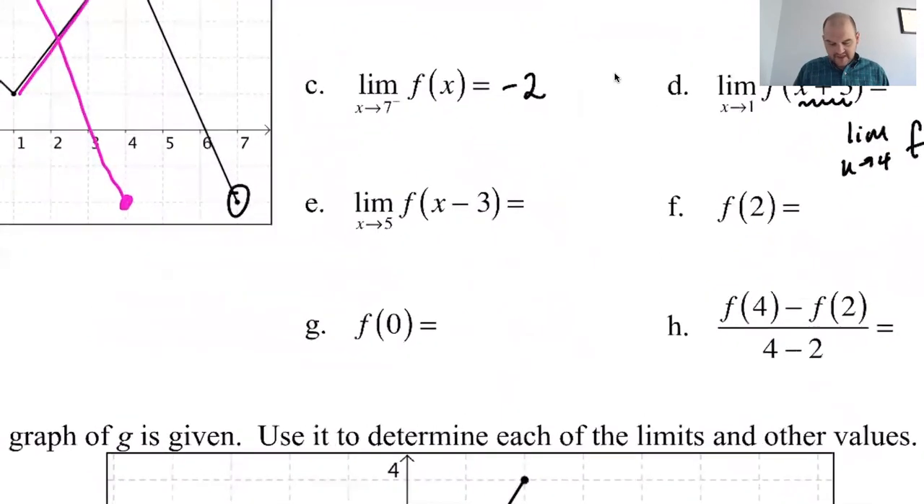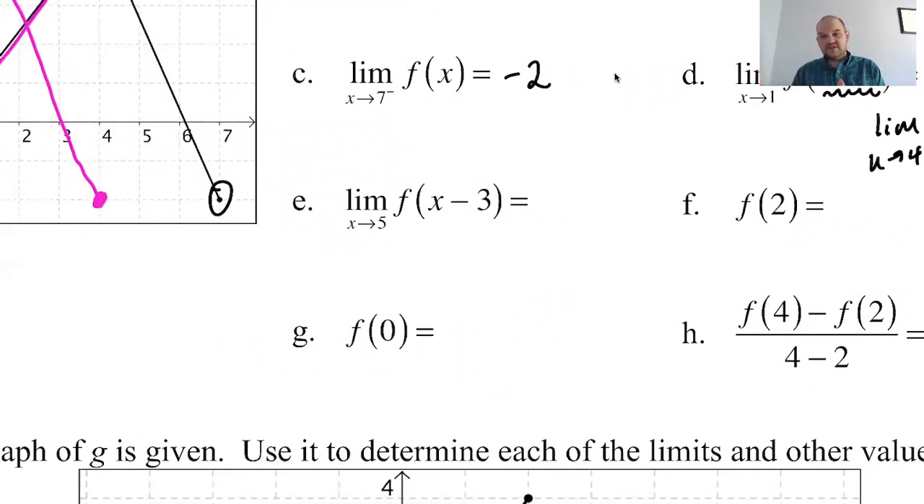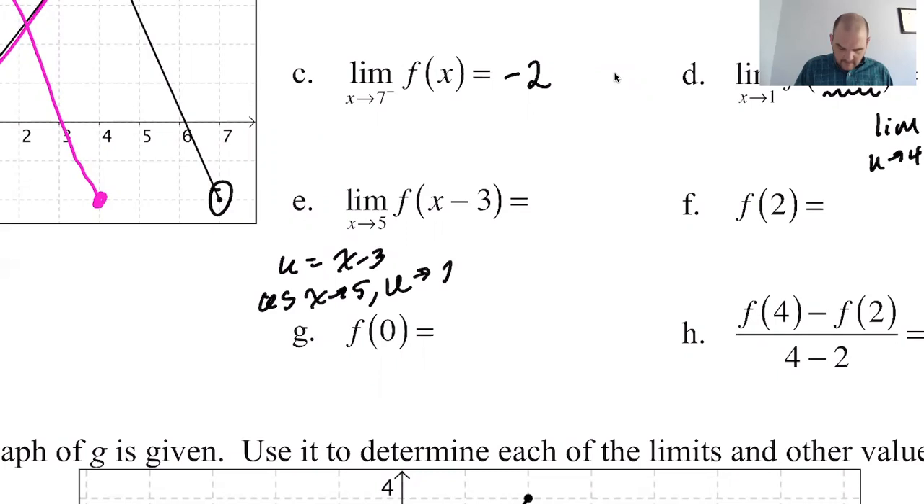So I could do the same thing for the next one. I could shift the graph 3 units to the right, but a better thing to do is our u-substitution. So let's do that. I'm going to say u is equal to x minus 3. And then as x approaches 5, u is going to approach, not equal, u approaches, so it's an arrow, 5 minus 3, so 2. So we can change our entire limit into a limit of u at this point, and that's what we wanted to do. So it'll be the limit as u approaches 2 of f of u.